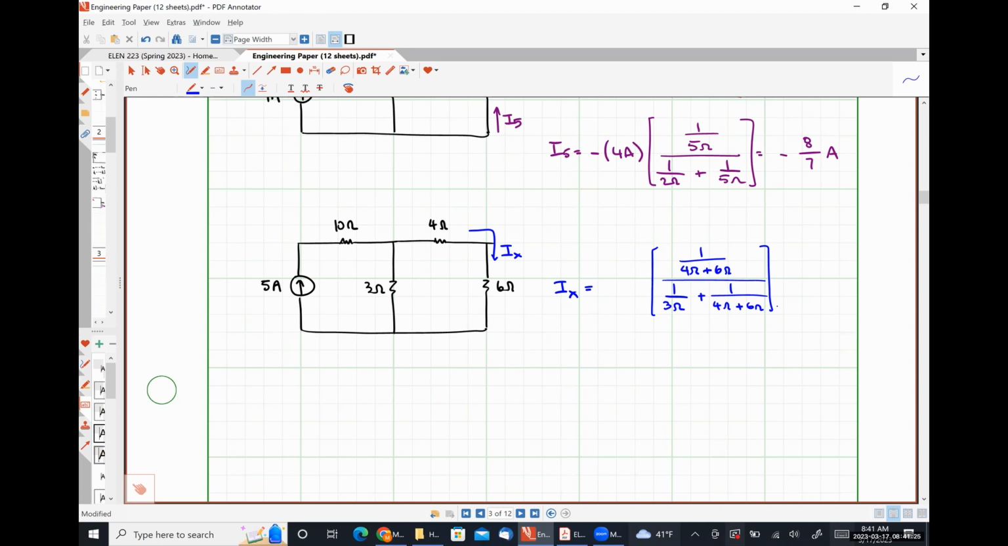Now, what's my known current here? 5 amps, absolutely right. And so we can throw this into our calculator really quickly, and I'm not going to do the mental math for this one because it's going to take too long. 5 times 1/10 over 1/3 plus 1/10. 15 over 13 amps.